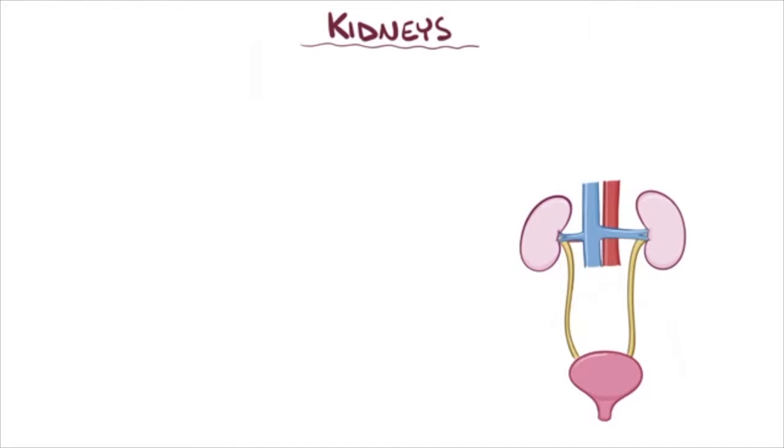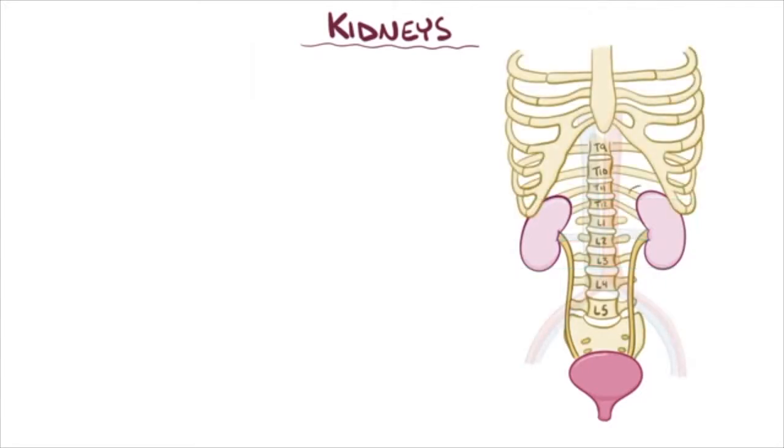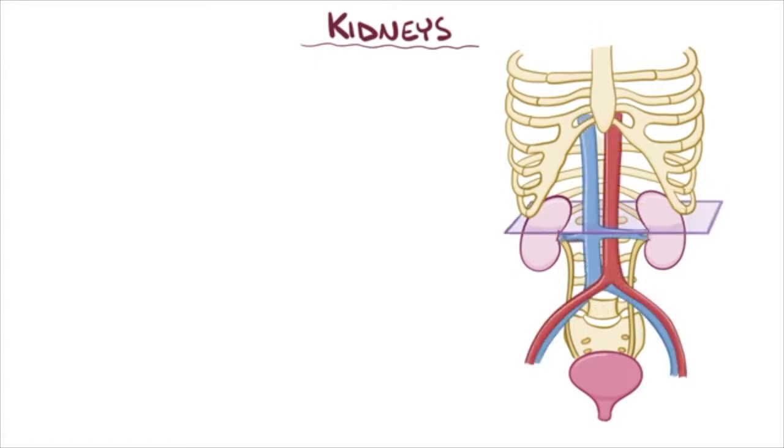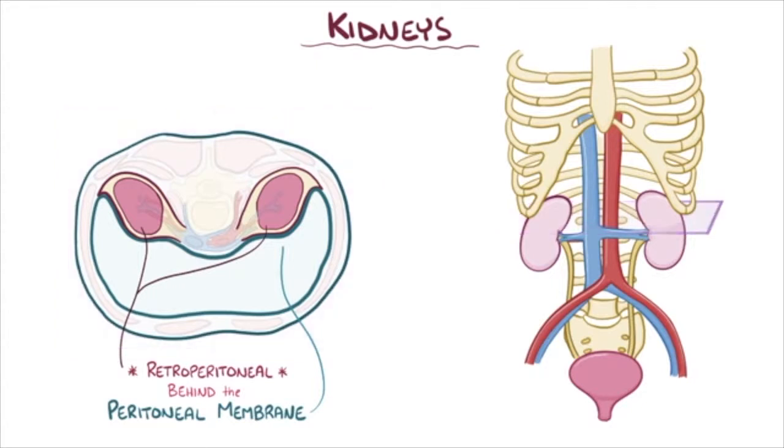The kidneys are located between the T12 and L3 vertebrae, and they're partially protected by ribs 11 and 12, which are the floating ribs. The kidneys are roughly the size of a fist and are retroperitoneal, meaning they sit behind the peritoneal membrane, alongside the vertebral column. The right kidney is pushed down by the liver, so it sits slightly lower than the left kidney.